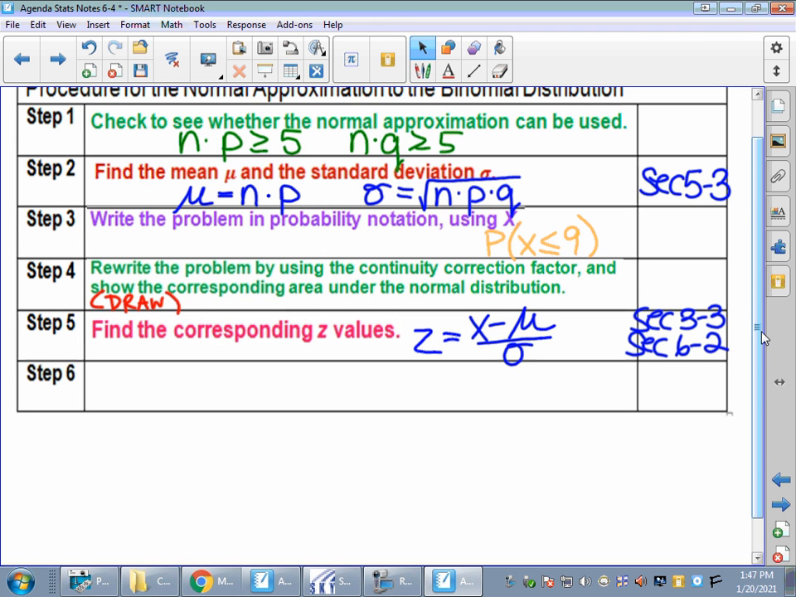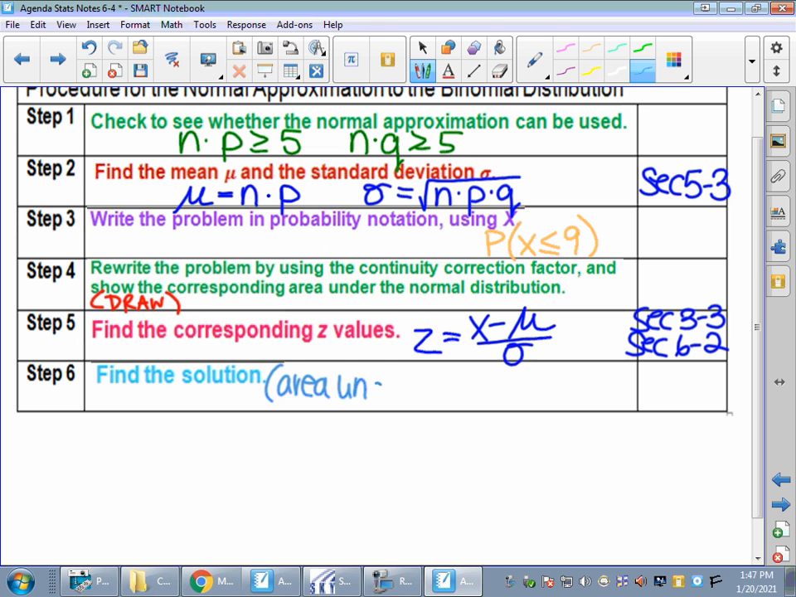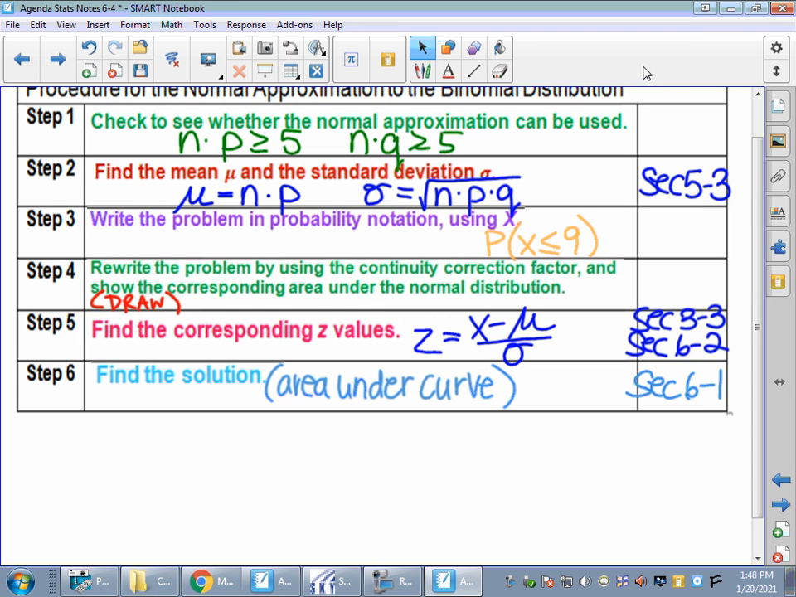And then last but not least, we need to find our solution, aka the area under the curve. Remember, we've shaded, we've decided, do we need to subtract from 1? Is it a between problem? This is section 6.1. So we do step 5, that's 6.2, because we're converting from raw data to z-scores so we can use our z-score table. So let's do an example. All right, I know it's a lot. I laid it out in steps just to make sure.